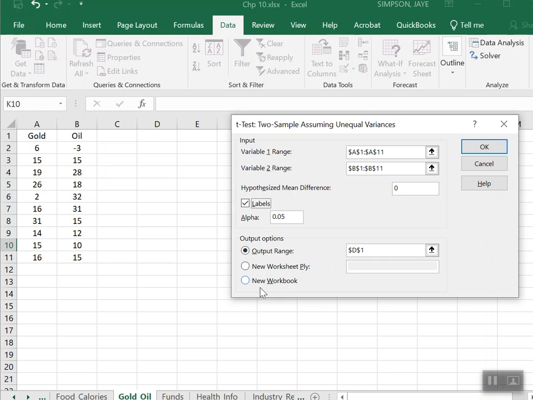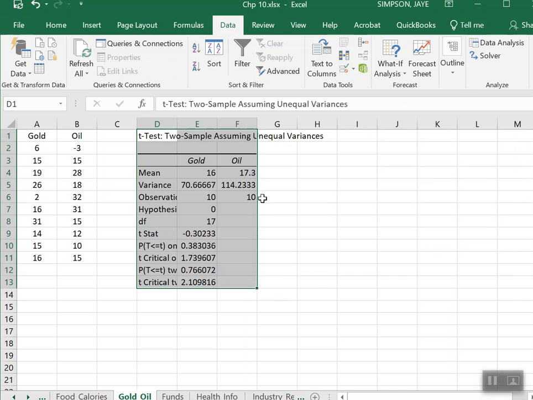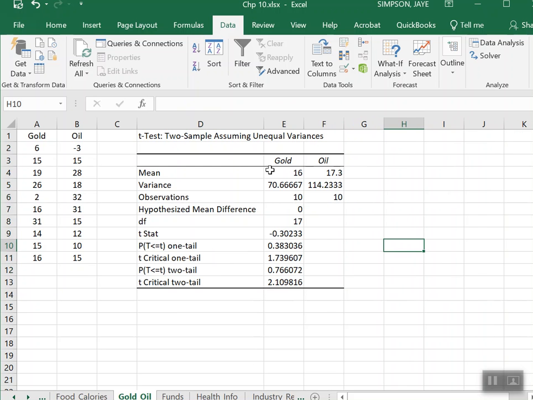And then I have different options for how I want my output. So I can put it on a new worksheet, or in a completely new workbook. I want to leave it here on this worksheet, and I just want it to start in D1, so I've just selected D1 here. And now I just press OK. Now I'm going to make this a little bit larger here so we can all see it. All right, so notice that it gives me the mean for both the gold and the oil, the variance for both, the number of observations, so the sample size for both, the hypothesized mean difference, which, remember, I said was 0, and the degrees of freedom, so it did that ugly calculation for us and got 17.